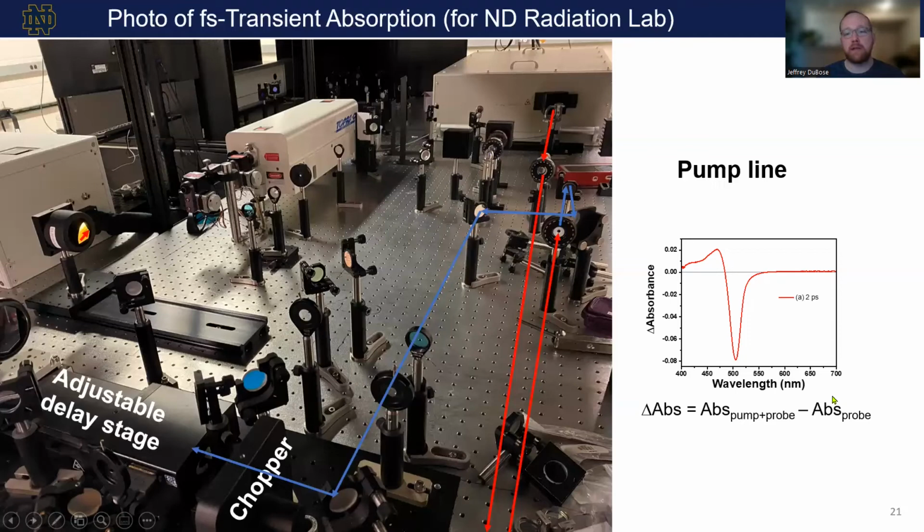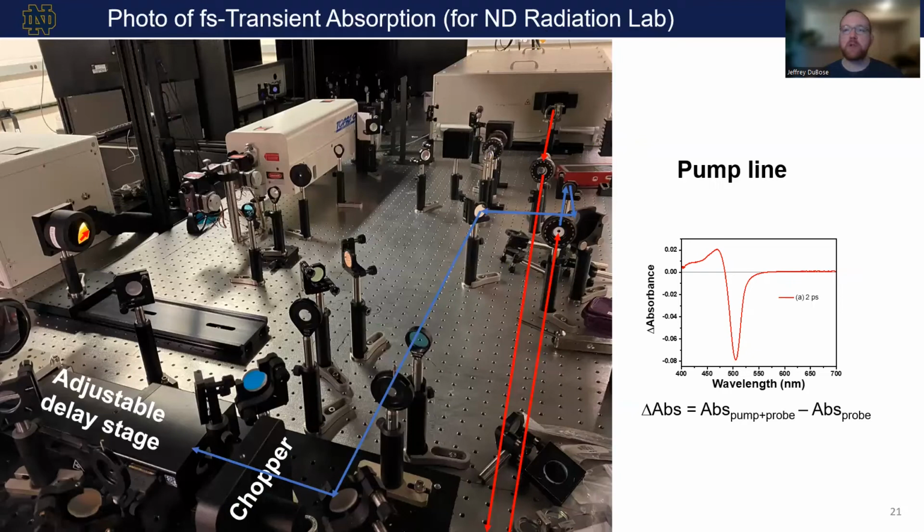The way that we do that is we hook up this chopper so that it's communicating with the laser. This chopper is going to be operating at what's called a 50% duty cycle. We know that it's a 1 kilohertz repetition rate for this laser, so this chopper is going to be spinning at a rate of 500 hertz.